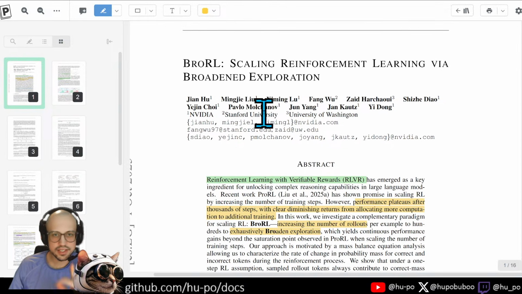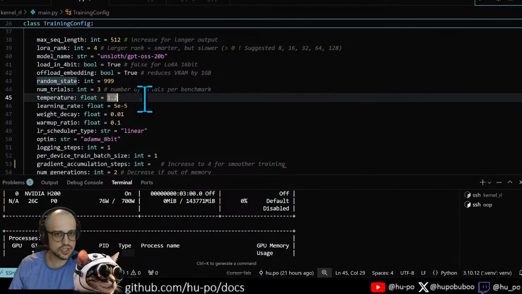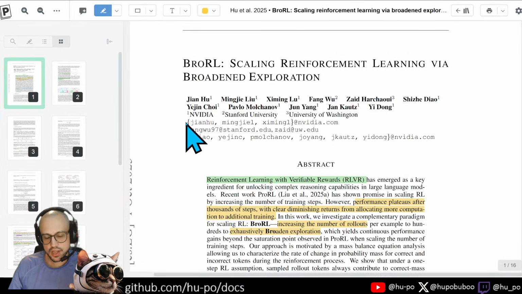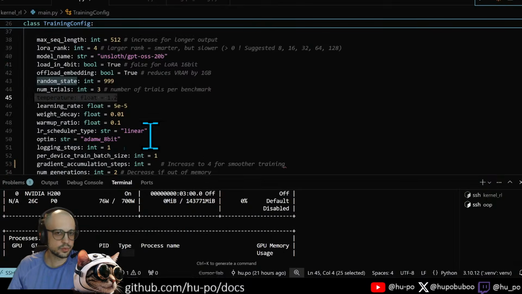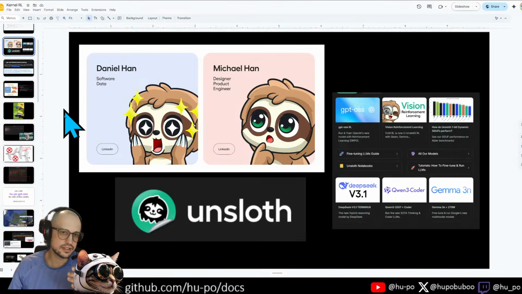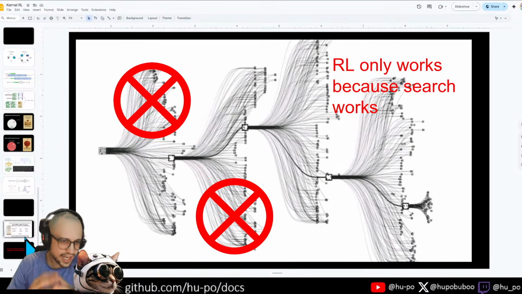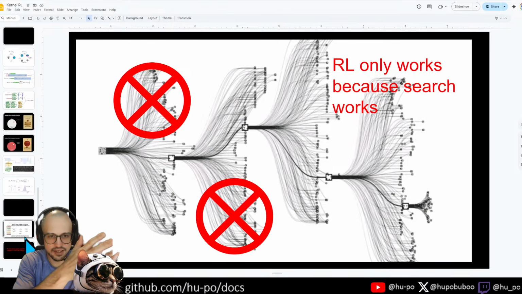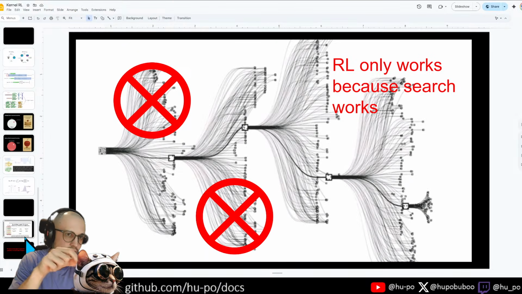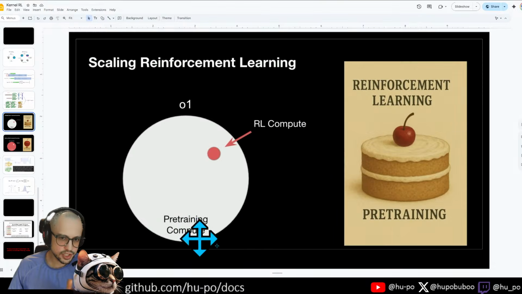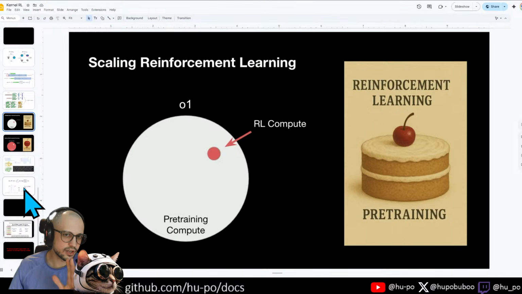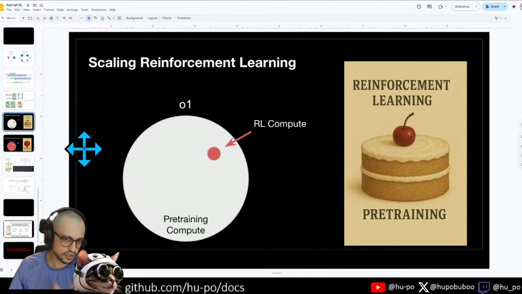Oh, this is related to the temperature conversation we were having. But one thing, the reason reinforcement learning works is because of search, right? RL only works because search works. What you're really doing in RL is going out and trying to find the right answer. And once you find the right answer, you push gradients that make the model do that more, right? We're still very much in this paradigm, which means that a lot of the RL right now is just about finding these negative paths and closing them.